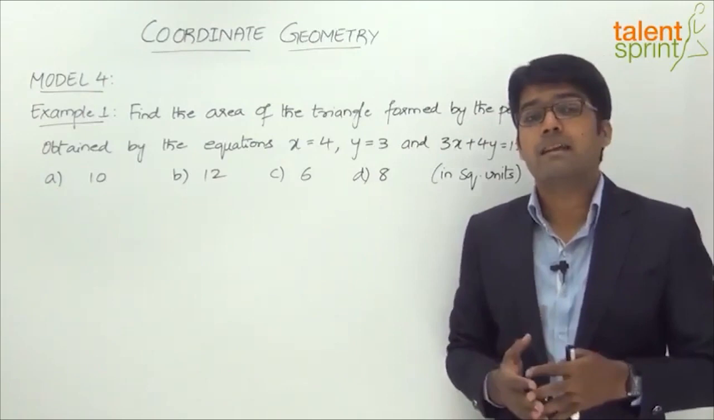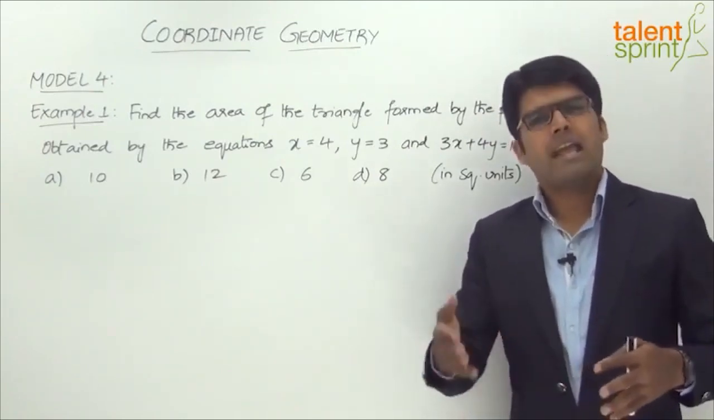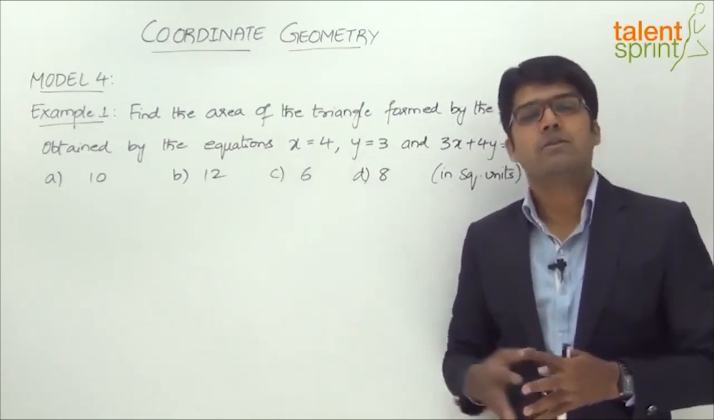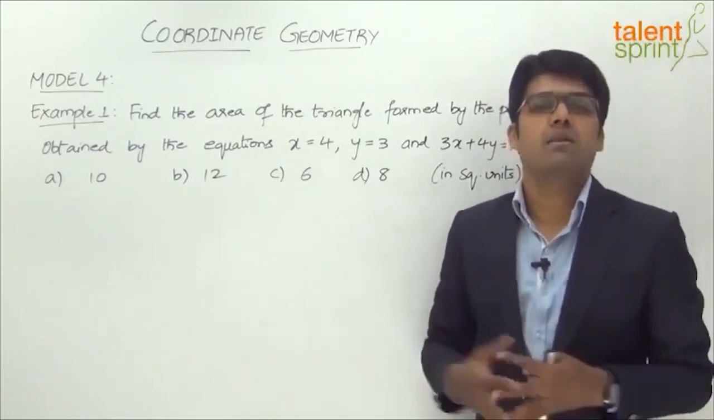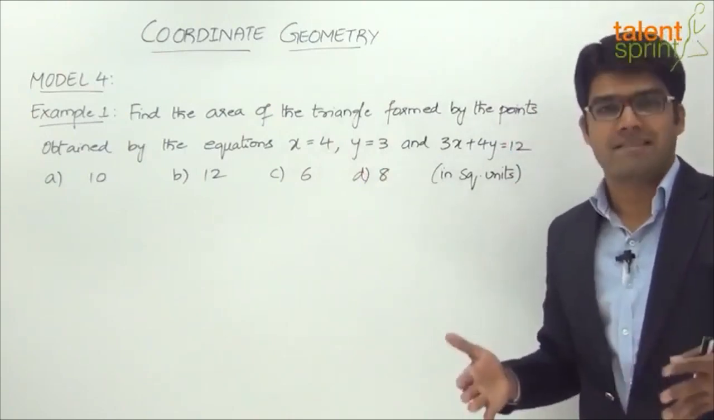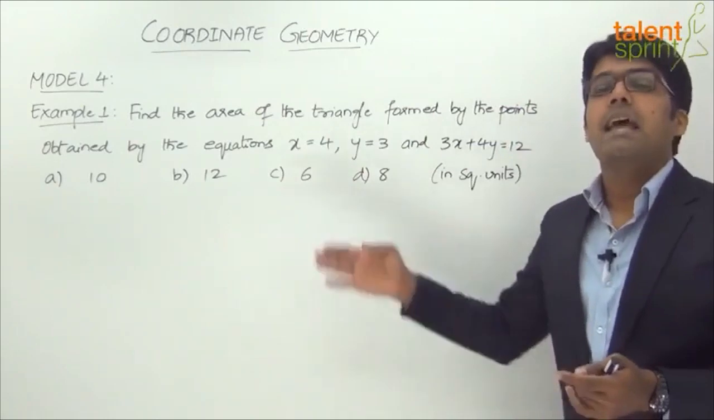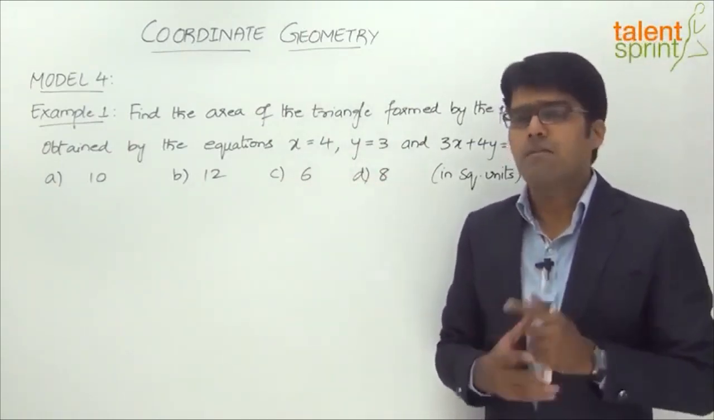We have already learned that the area of the triangle, when the 3 vertices are given, can be taken as half of x1(y2 - y3) + x2(y3 - y1) + x3(y1 - y2). But the challenge in this question is that those vertices have not been given directly. Instead, we have been given the equations of those 3 straight lines. So we need to solve these equations, get the 3 vertices and then substitute the values in the formula to get the area of the triangle. So that's one way of answering the question.